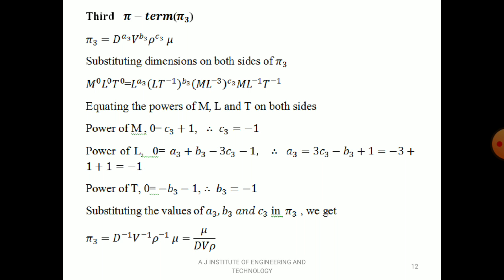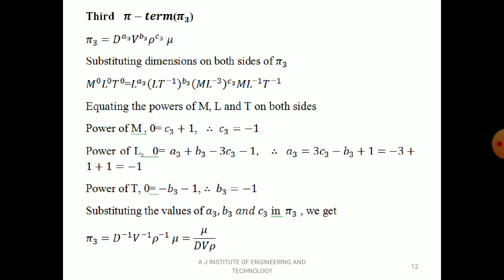Then equating the power of m, L and t on both sides. So power of m, we have m to the power 0 on left hand side and m to the power c3 and m to the power 1 on right hand side. So 0 equal to c3 plus 1, therefore c3 equal to minus 1. Then equating the power of L, so L to the power 0 on left hand side, L to the power a3, L to the power b3, L to the power minus 3c3, L to the power minus 1 on right hand side. So we can write expression as 0 equal to a3 plus b3 minus 3c3 minus 1.